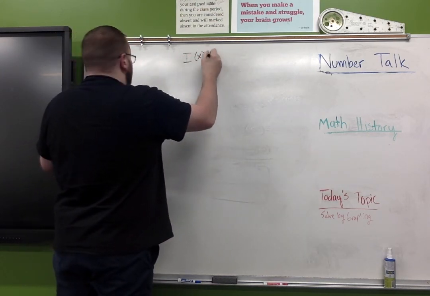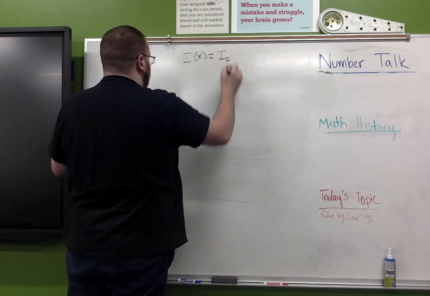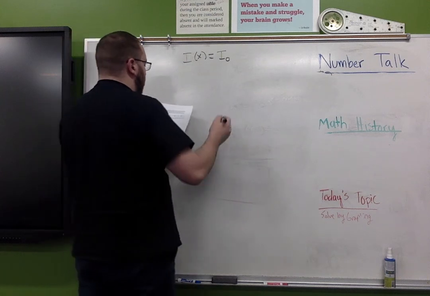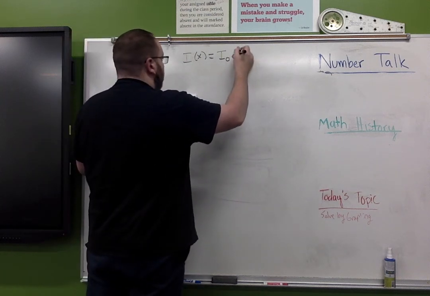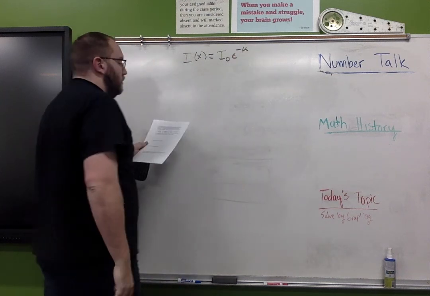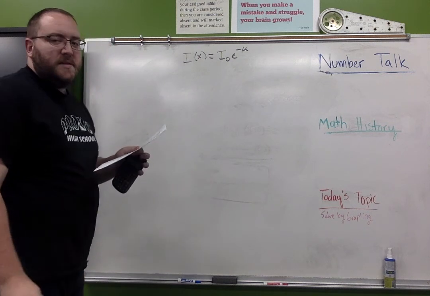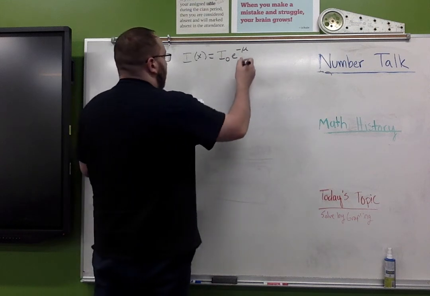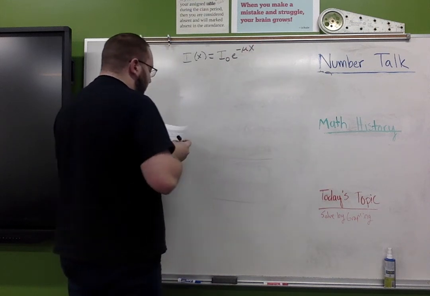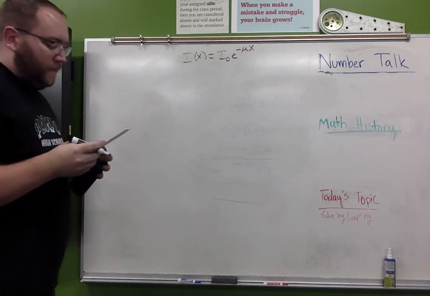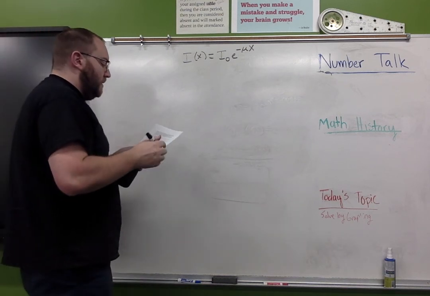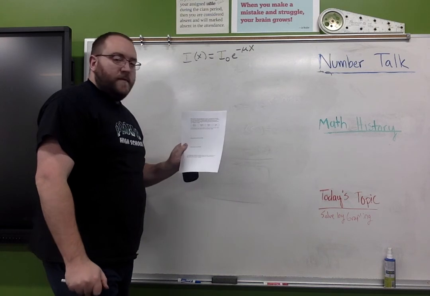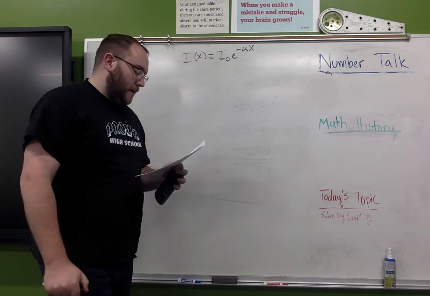I of x is equal to I naught, which is the initial intensity of the X-ray, times e to the negative mu. Mu is a specific value depending on the material, and I give it to you in the question, times x, right? Remember, x is how thick the material is. And then the table shows the values for mu for various materials and X-rays of medium length.